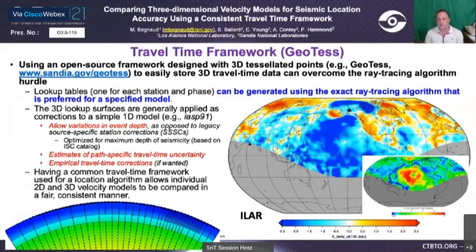On the right is an example surface for the IMS ILAR array showing travel time corrections to the AK135 model, and the inset shows the travel time path-specific prediction uncertainties.